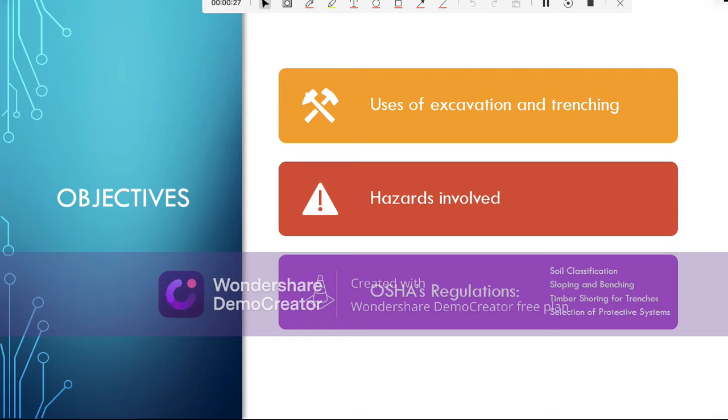Okay. Our objectives for this lesson are to define the uses of excavation and trenching, identify the hazards involved, and go over OSHA's regulations regarding soil classification, sloping and benching, timber shoring for trenches, and selection of protective systems.